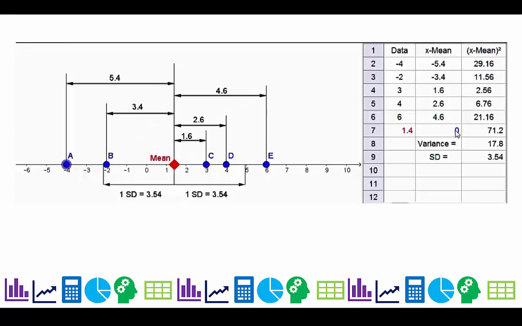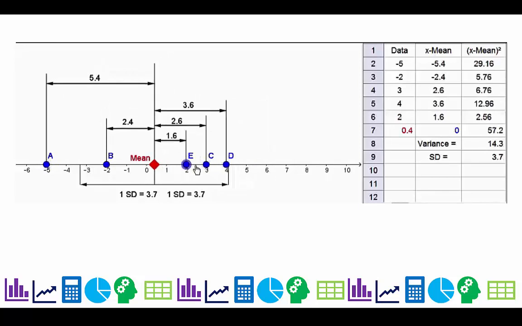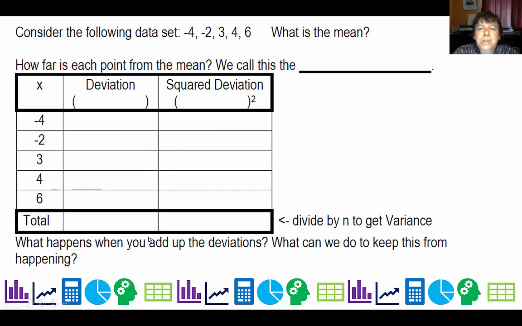I can't really use the total deviation because that's 0, and 0 is not going to tell me a lot about the spread. If I move the point, it's still 0. Even if I bring these over this way, it never changes from 0. So I don't want to use just the deviation. So how could I make this not add up to 0? I could square them. Let's take a look at this data set: -4, -2, 3, 4, and 6.